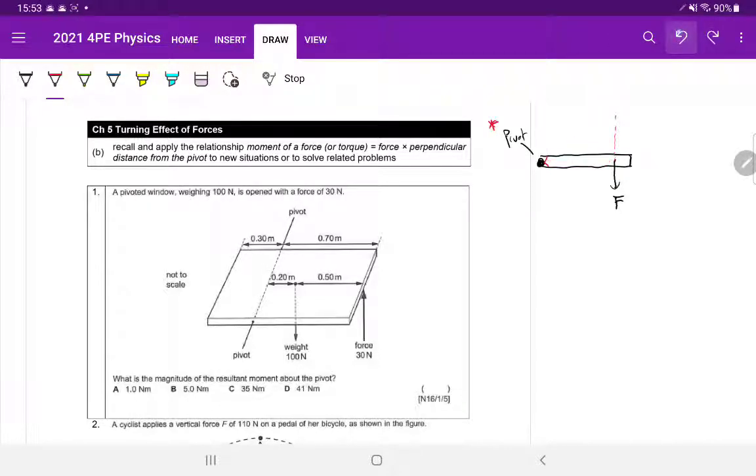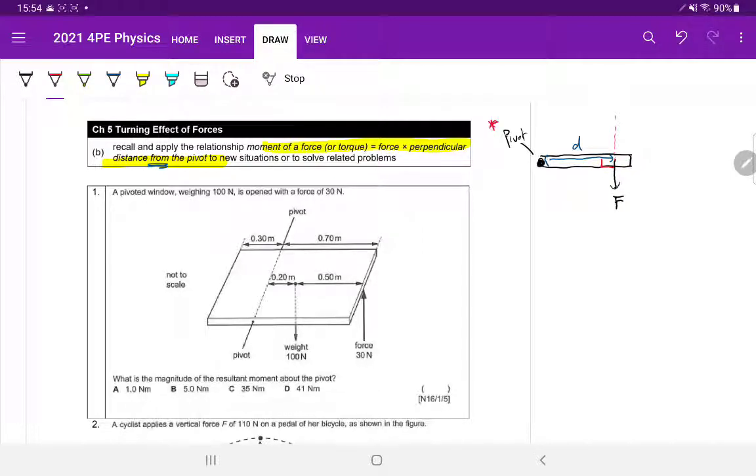Let me use blue instead. We have this distance here. This distance is always a distance from the pivot, can you see here, to the line of action of the force that is perpendicular. It has to be perpendicular. Another way of thinking about it is simply the shortest distance from the line of action of the force to the pivot. Of course, that's also the perpendicular distance.